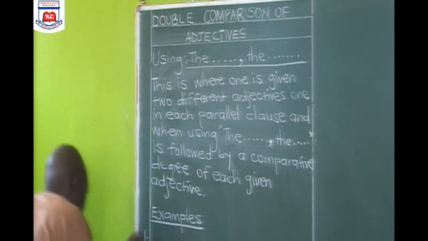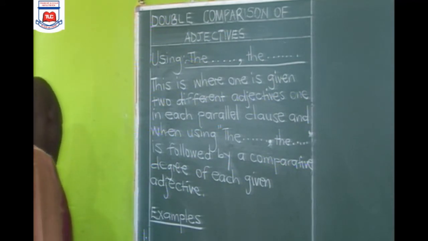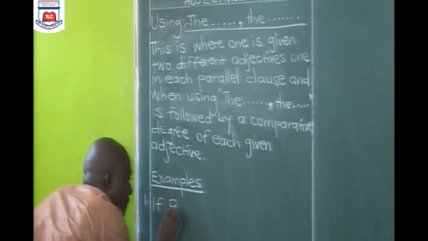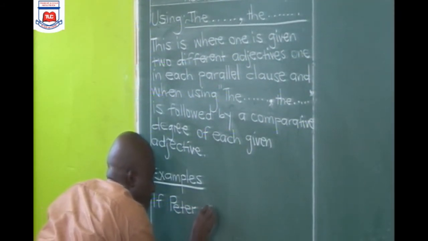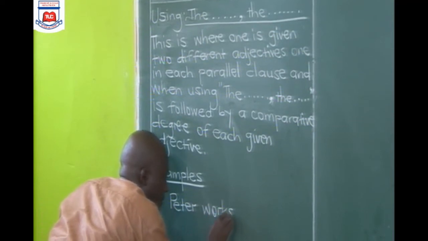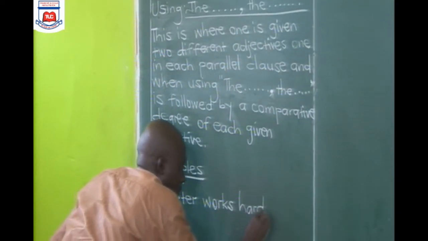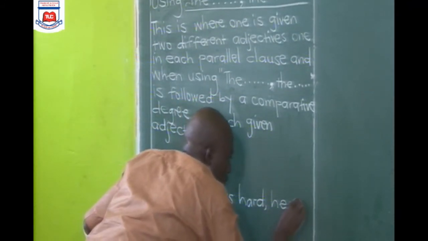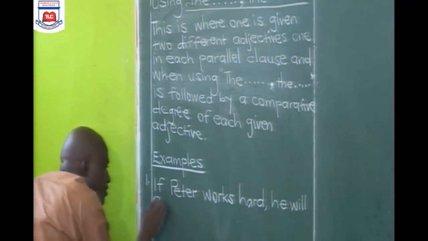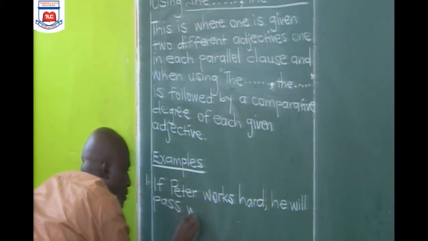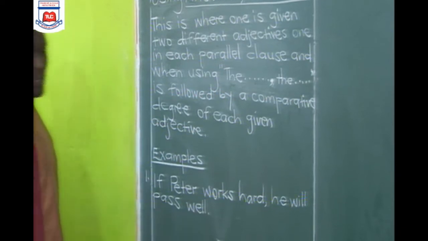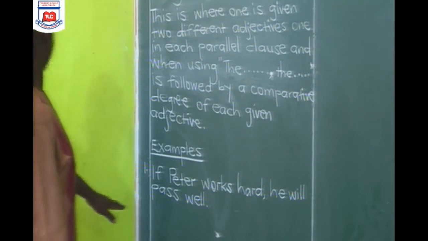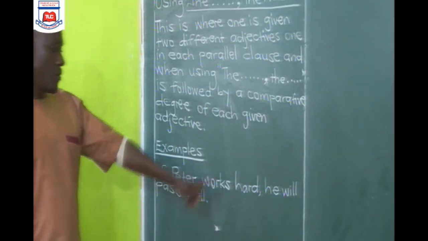Example number 1. If Peter works hard, he will pass well. So let us read this sentence, everybody. Good. If Peter works hard, he will pass well.